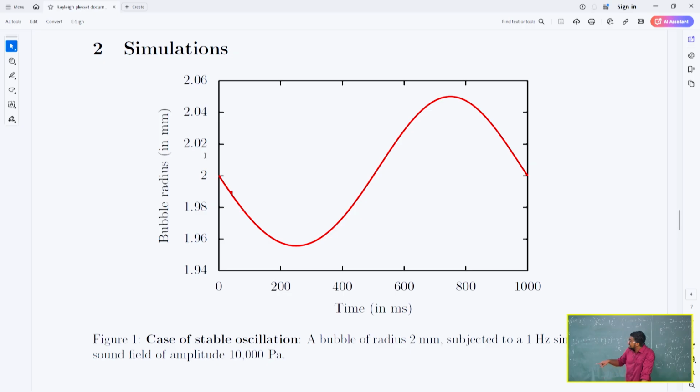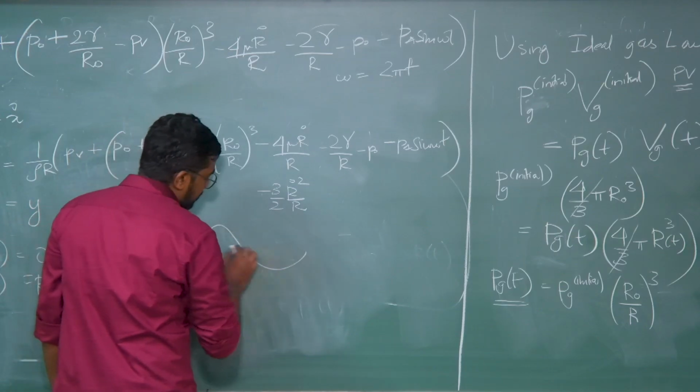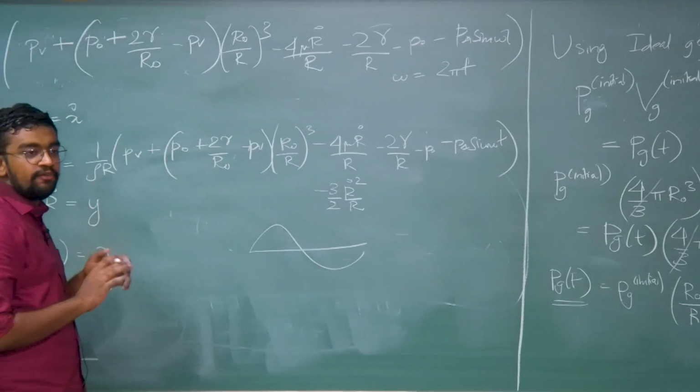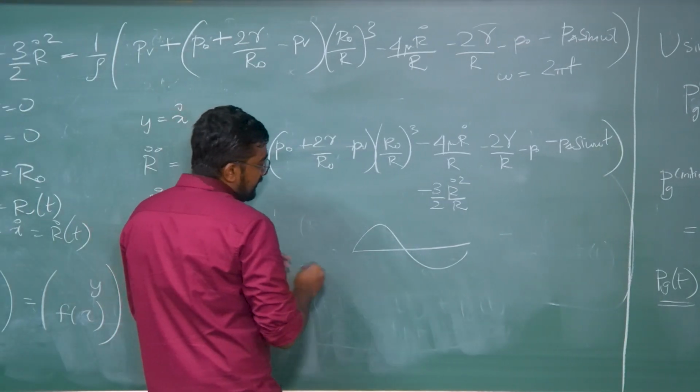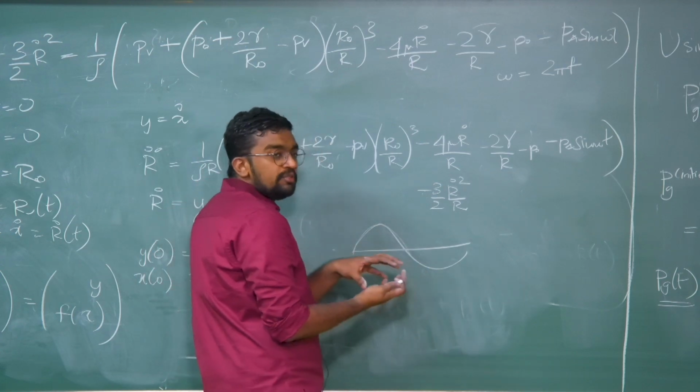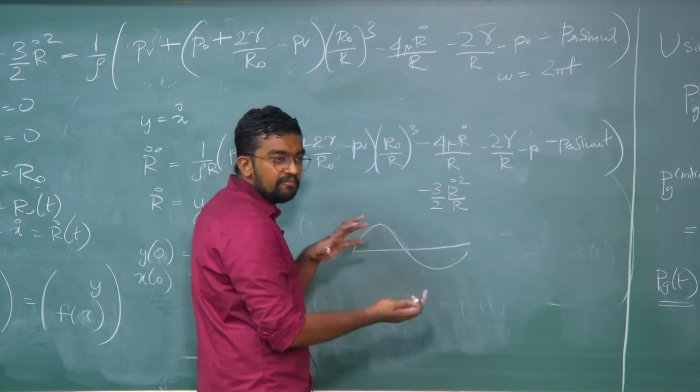So, here what we see is the bubble is purely oscillating. You see that the radius is varying sinusoidally with change in pressure. You will see that the bubble increases in size, reaches a maximum radius and then reduces, goes below the initial radius, then comes back up. Okay.